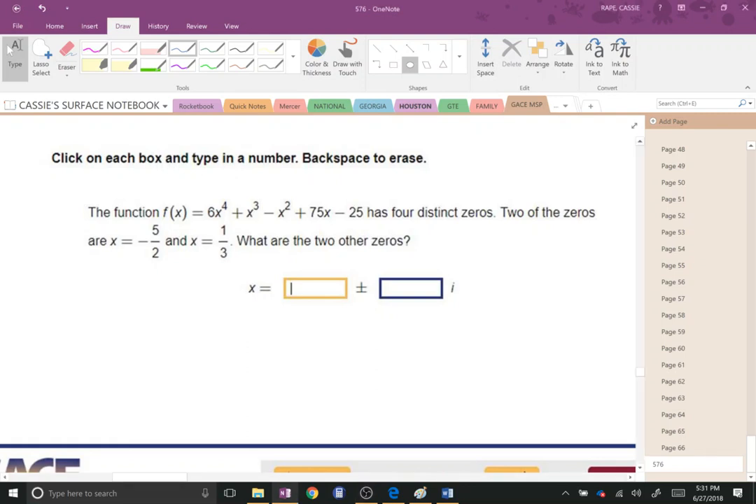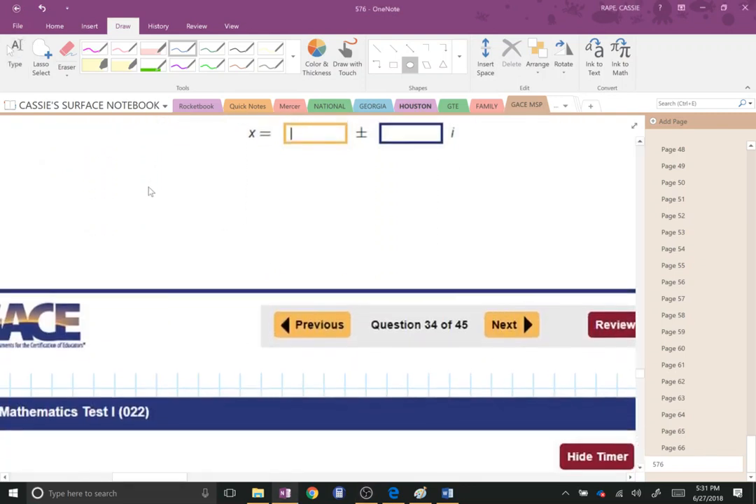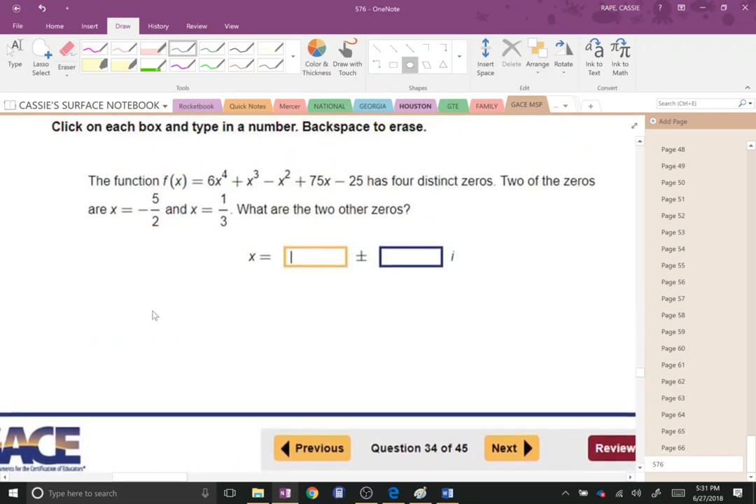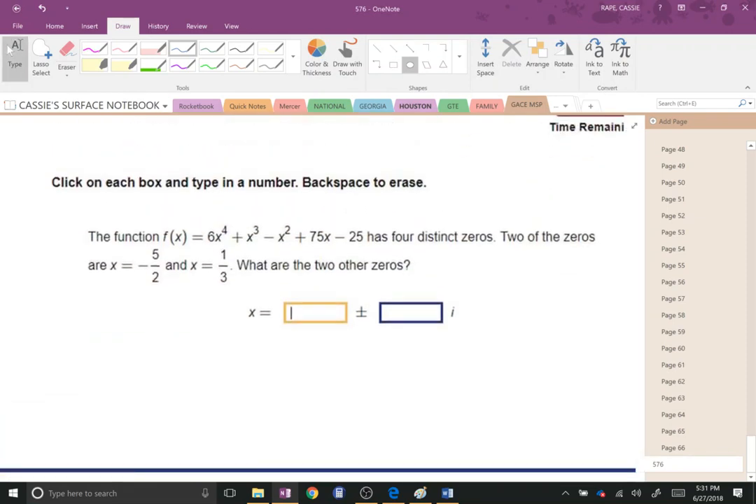All right, we are doing your ETS Practice Math Test 022, question 34. You're given this quartic function, and they tell you two of the zeros. They tell you the zeros are x equals -5/2 and x equals 1/3. So what you are trying to figure out is what are the other two zeros.